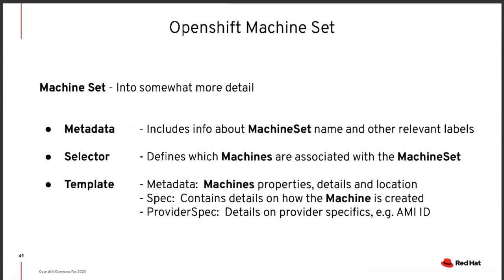And then there's a template that has metadata about machines' properties, details, location. There's a spec section that contains how the machine is created, how it's built up, and the provider spec is something specific to the provider, which could be AWS, and it has provider-specific information for this machine set, like AMI ID, machine type, etc.